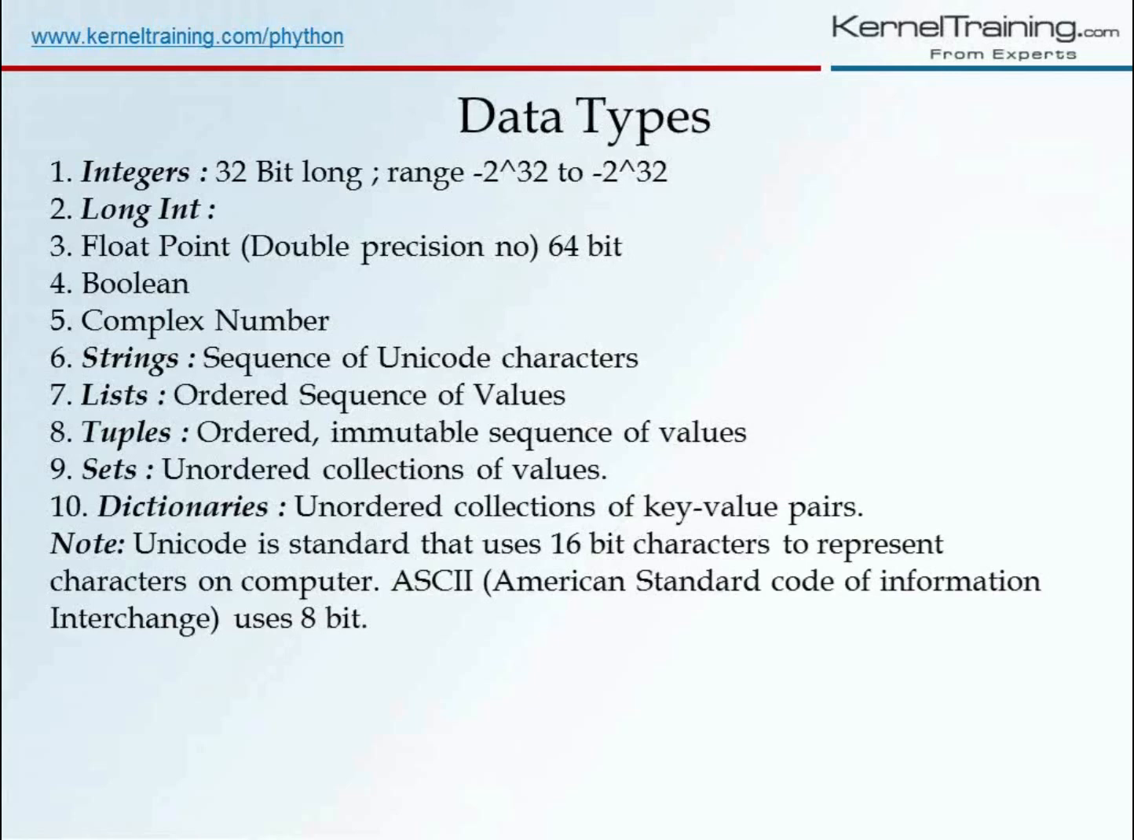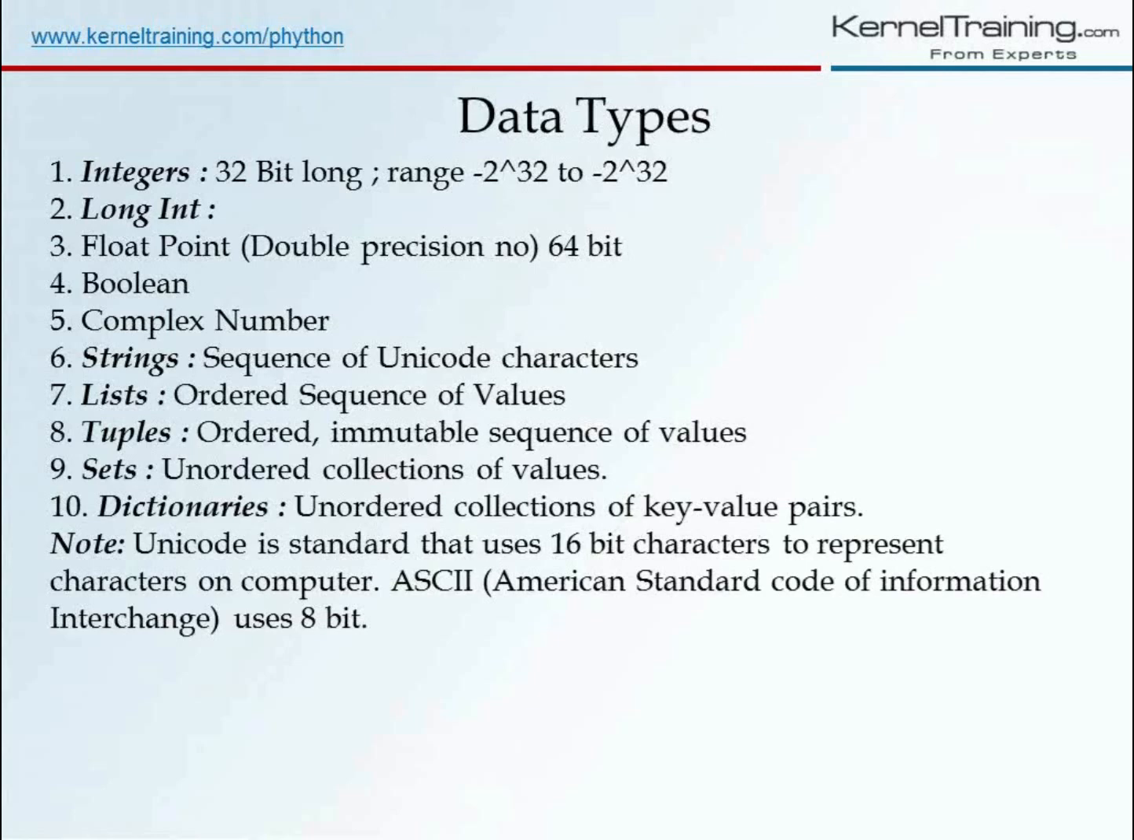Okay, so these are the basic data types here: integers, long int, floating point, boolean, again true and false. The new one here you can see is complex number. So yes, they have support for complex numbers by default. You can give a real part plus an imaginary part with j, so you can get that as well.